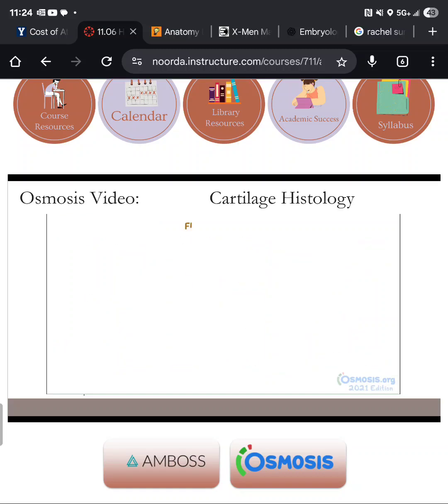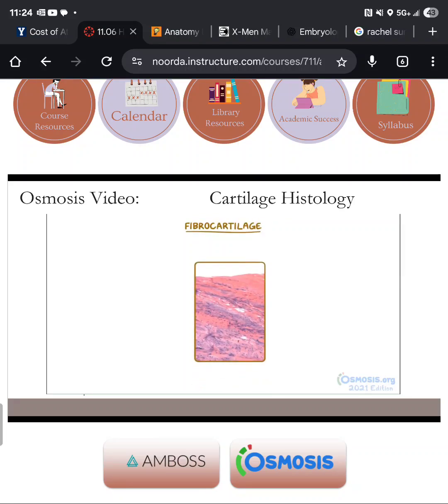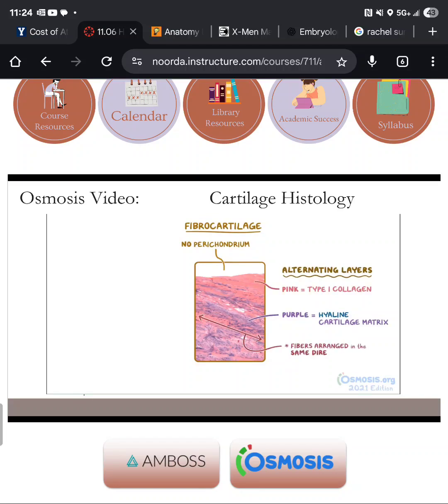The last type of cartilage is fibrocartilage, which has a mixture of features from hyaline cartilage and dense connective tissue. And similar to articular hyaline cartilage, this type of cartilage doesn't have a perichondrium. The general structure of fibrocartilage can be seen even at low magnification, with alternating layers of purple hyaline cartilage matrix and thick layers of dense connective tissue that have type 1 collagen that stains pink. The fibers are arranged in the same direction as their functional stress to maximize their strength and resist deforming.